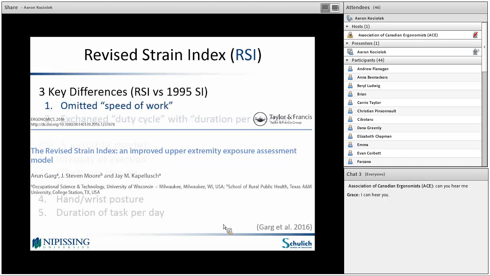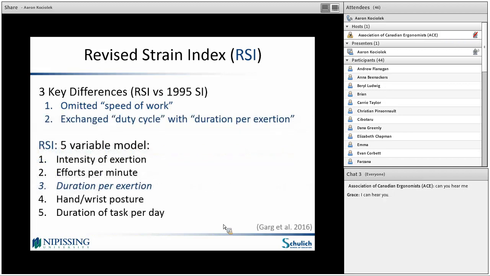So I thought I'd talk about just how it differs from the original 1995 strain index. First, they've omitted the speed of work task variable. They felt that it was already kind of considered in other variables that are in the model, such as efforts per minute or the duration per exertion. They've exchanged the duty cycle with duration per exertion. It's a relatively small change.